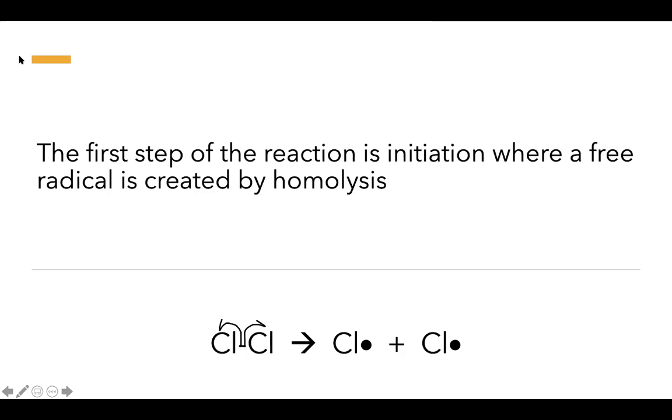free radical chlorine molecules. And just so we remember that when we're going through any mechanism that involves free radicals, we have to use a single-headed arrow as we're showing the movement of one valence electron rather than a double-headed arrow, which demonstrates the movement of two valence electrons like we're used to.